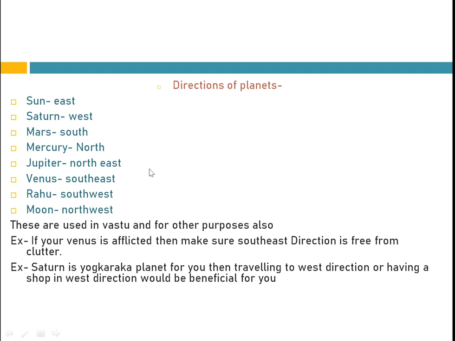Suppose Saturn is the Yogakaraka planet. For Libra ascendant, it is generally Yogakaraka. So traveling to the west direction or doing a business related to Saturn's articles in the west direction will be beneficial. Suppose selling steel items or iron items. That's how we can use it.